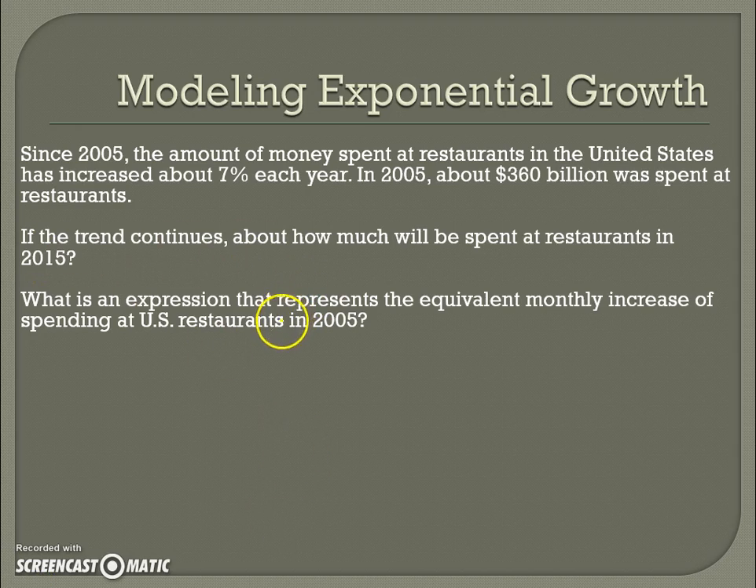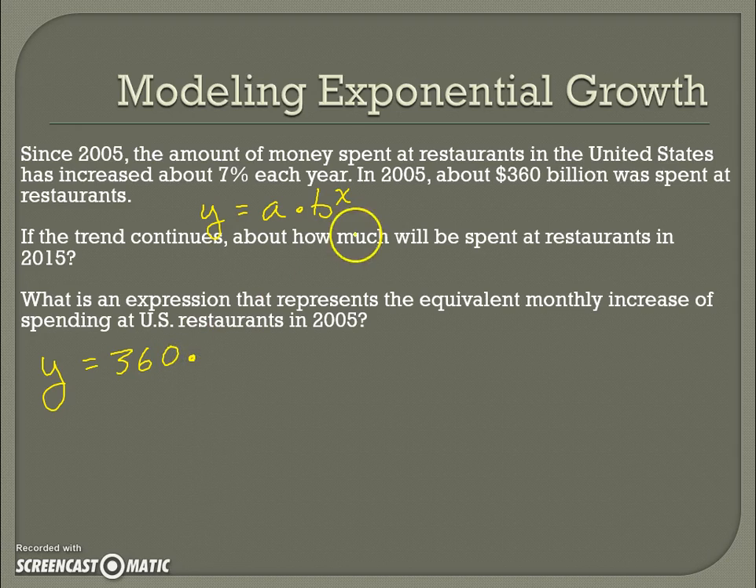Let's look at the first question. It says, since 2005, the amount of money spent at restaurants in the United States has increased about 7% each year. In 2005, about $360 billion was spent at restaurants. So we're going to be using y equals a times b to the x, using that information from the other one. So y is going to be what I'm looking for. I'm trying to solve for that. The trend continues. How much will be spent at the restaurants in 2015? And then the next part is my initial amount. So 360 billion is what was initially spent.